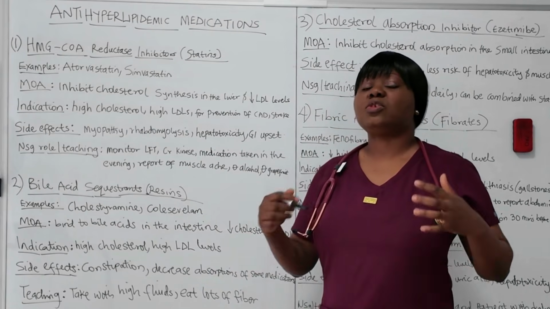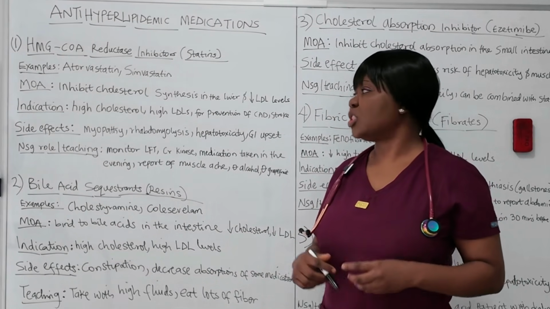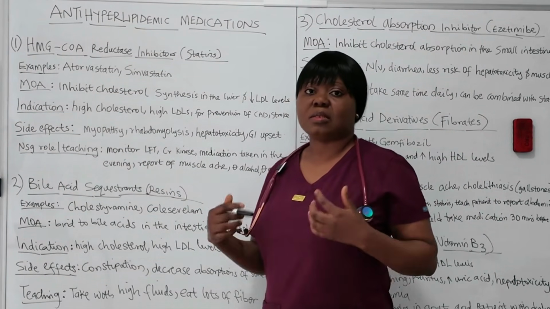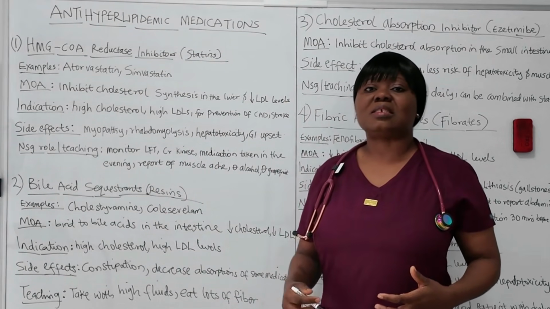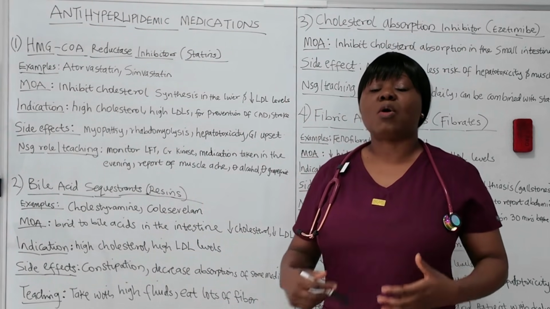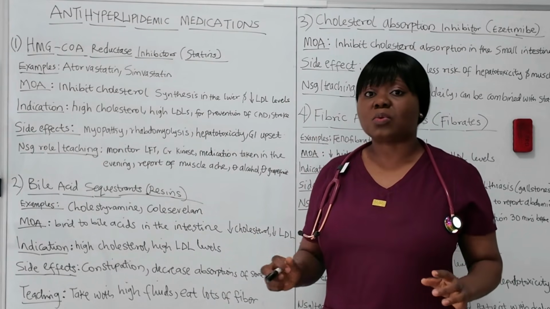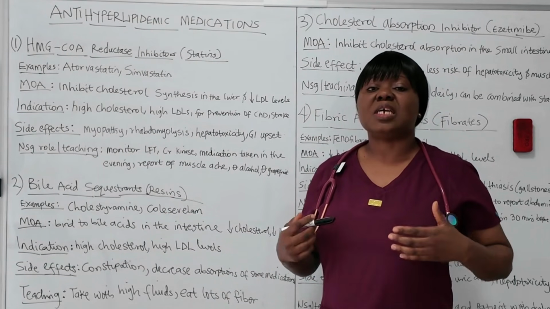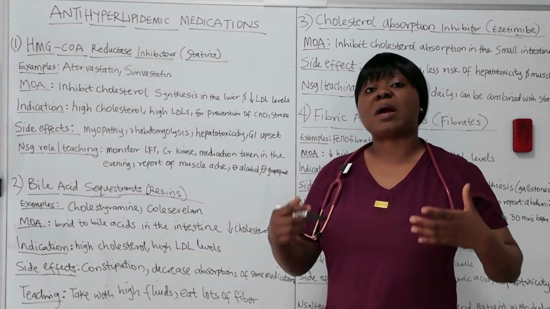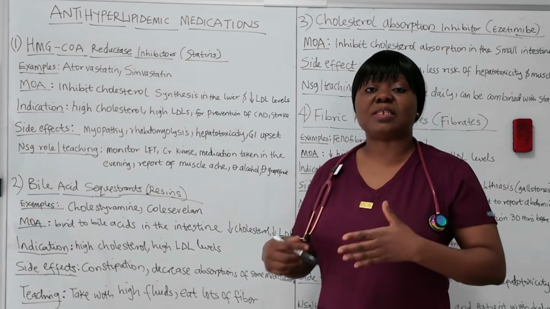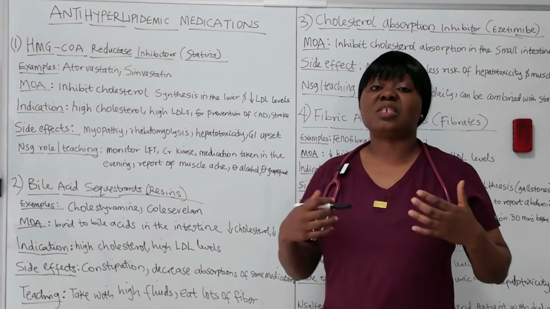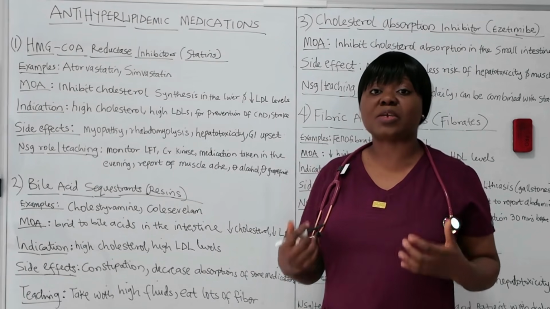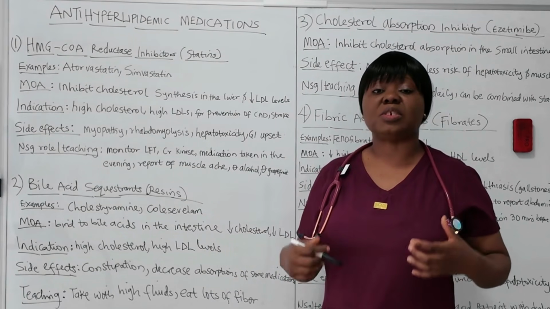Now, the side effects you need to know about this class of medication include myopathy, that's muscle aches. Then we have rhabdomyolysis, that is a severe breakdown of the muscles. And this is not good at all, because if this happens, it leads to release of a protein called myoglobin, and this is excreted by the kidney. So when it's excreted by the kidney, it can block those nephrons of the kidney and lead to acute kidney injury or acute kidney failure.